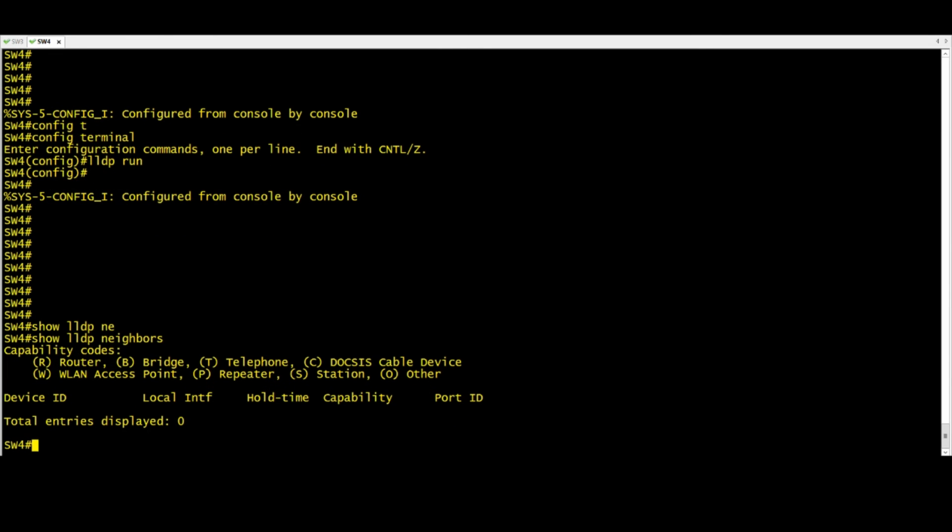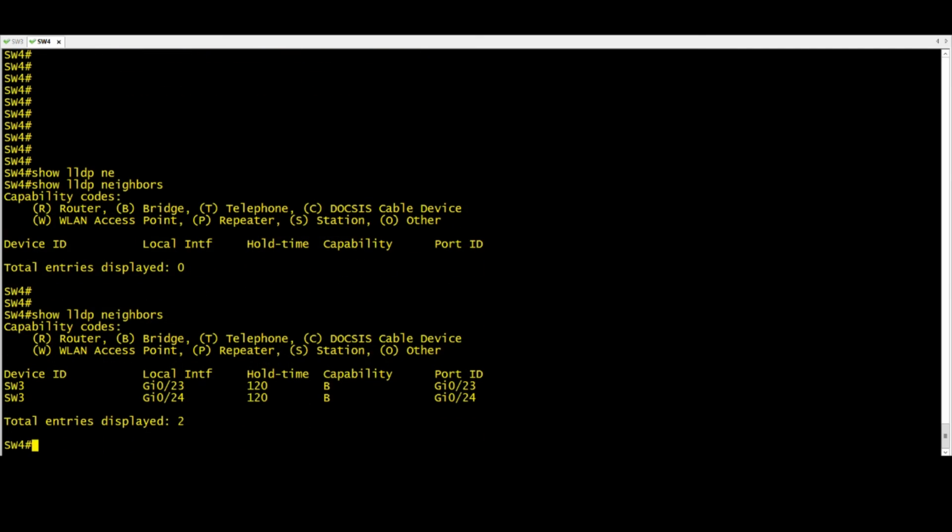So you can see at the moment they've not formed, they've not discovered each other essentially. So let's give it a few more moments, and then eventually when we click it, oh, there you go, it's actually got 2 entries. So just like CDP, you're looking at the same information. Kind of what's different here is obviously the hold down time is different because we've got different timers for LLDP, and the capability is shown a little bit different.